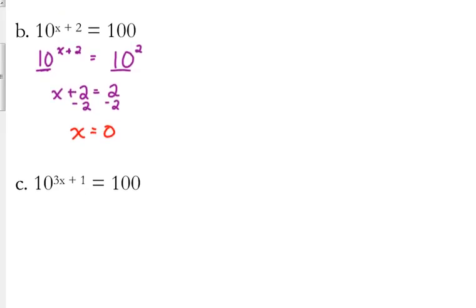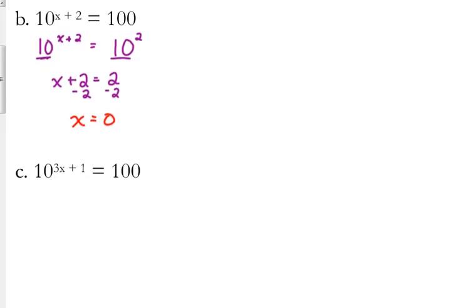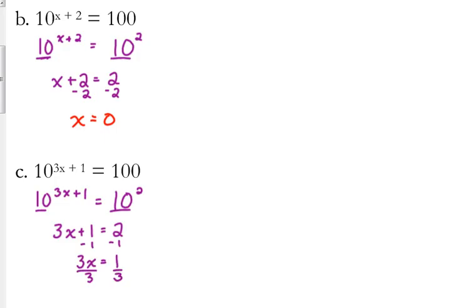Okay, let's pick it up another little notch there. 10 to the 3x plus 1 is equal to 100. So it's not quite as straightforward to figure out as B, but let's do the same thing that we did with B. Let's rewrite 100 as 10 squared. They have the same base, so their exponents must be equal to each other. So that says 3x plus 1 must equal 2. And then we can solve that for x. 2 minus 1 is 1. Divide by 3. That says x is equal to 1/3.